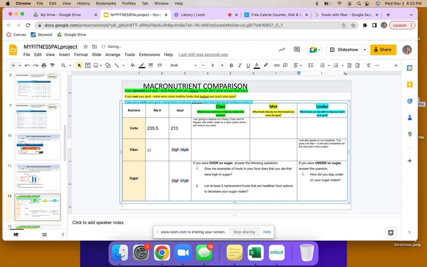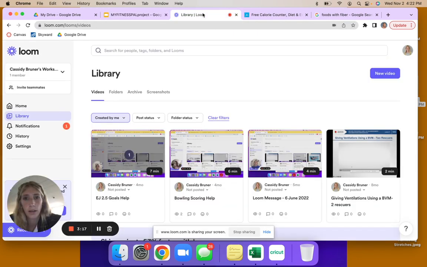Okay, and then you continue doing this. You have to think about it. This one's a little bit different because if we're over, we want to reduce that number. So you would look at foods that were high in sugar, and then we would say 2 replacement foods that would give us less sugar. And then if we're under, then we would explain how we would stay under on the sugar intake. So that's how you do that portion of the project.